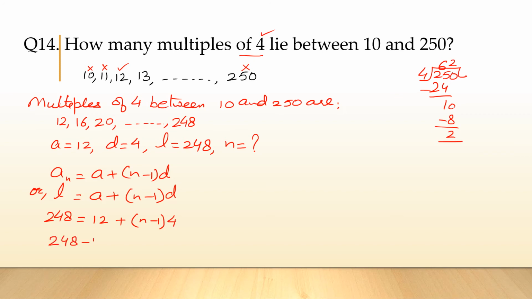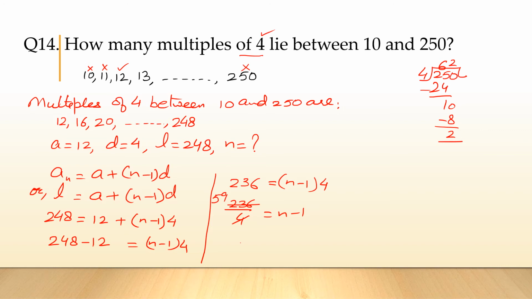Let's solve this. 12 को हम लोग left side में ले गए, so that is 248 minus 12 is 236 equal to (n minus 1) times 4. So we have 236 by 4 equal to n minus 1. So that is 59 is equal to n minus 1, or we can say 59 plus 1 equal to n. So that is n is equal to 60.